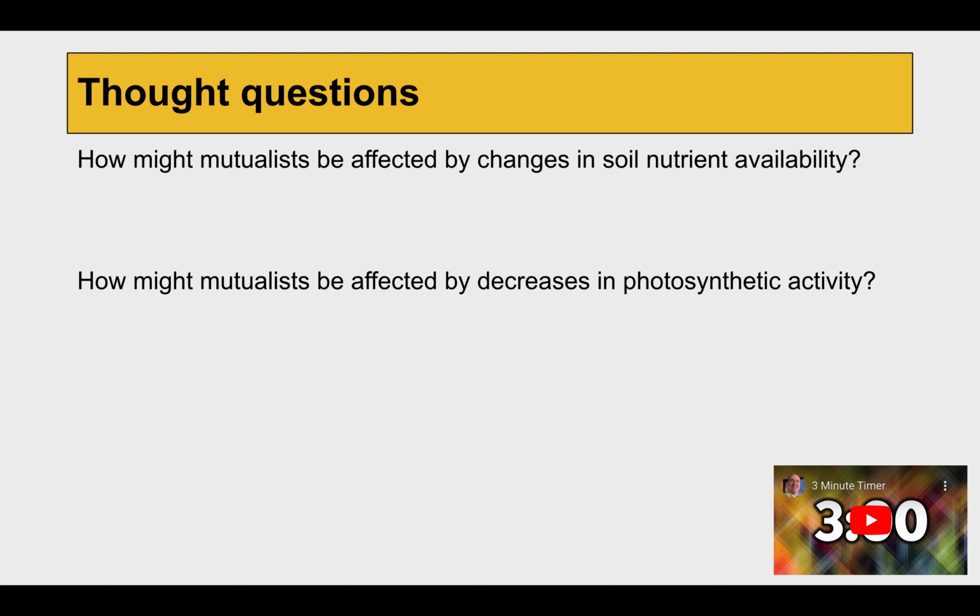How might mutualists be affected by decreases in photosynthetic activity? Well, if photosynthetic activity decreases, the plants are making fewer sugars. So that's fewer sugars that they can give away in exchange for nutrients from these mutualists. These mutualists are just not going to get as many sugars, because they're going to hang on to their nutrients. They don't want to give away their phosphorus and nitrogen for nothing.